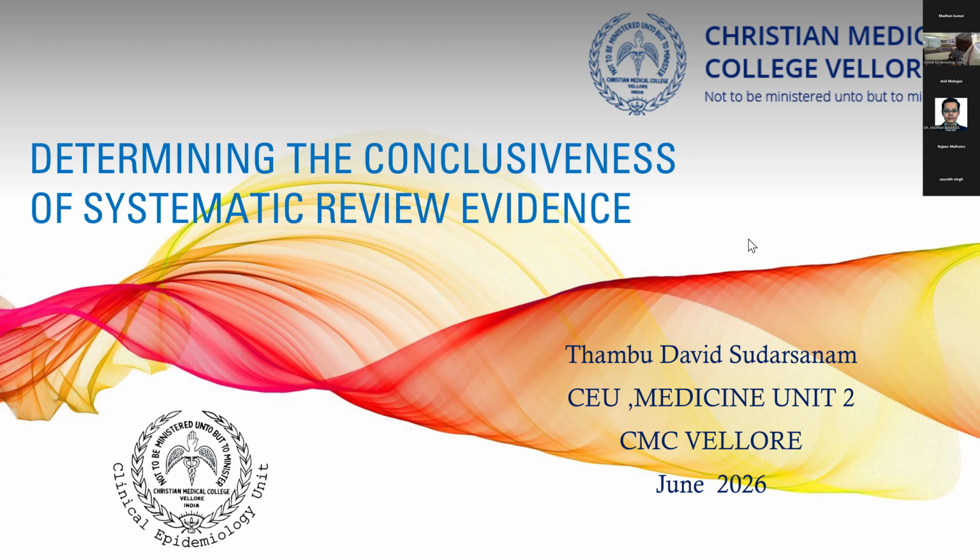Today we are going to take a different session from critical appraisal. It's also critically looking at a topic. It's linked to systematic reviews, which we often do in our CEU, though we try to look at different study designs. Today's topic is looking at the conclusiveness of a systematic review of evidence. So, conclusiveness is the key word.